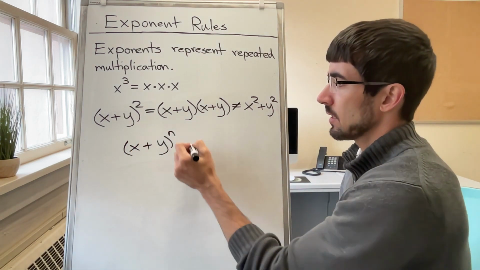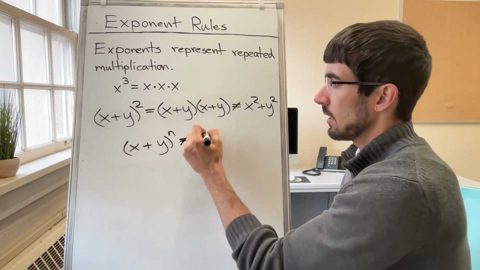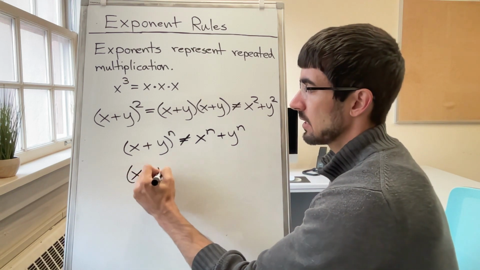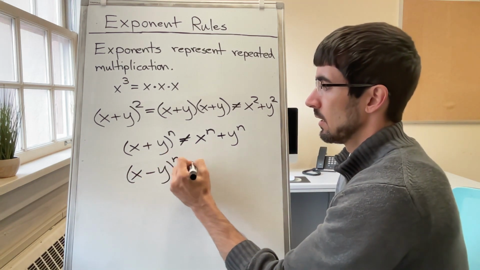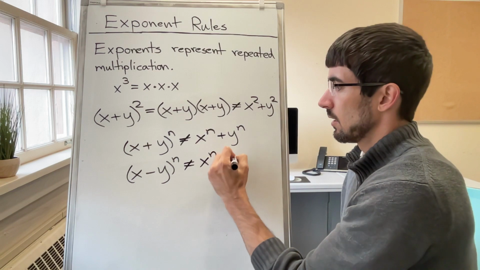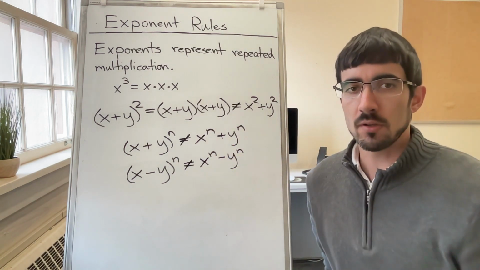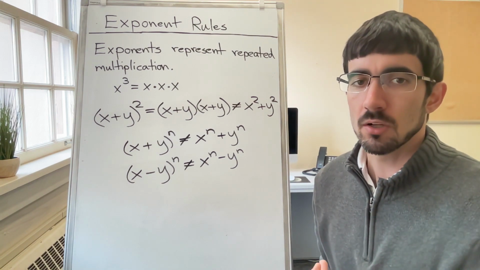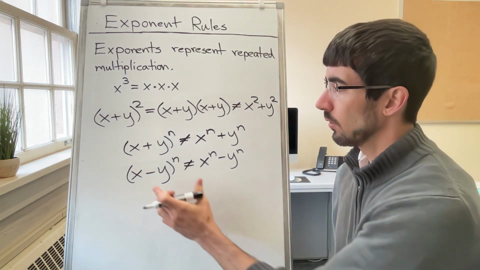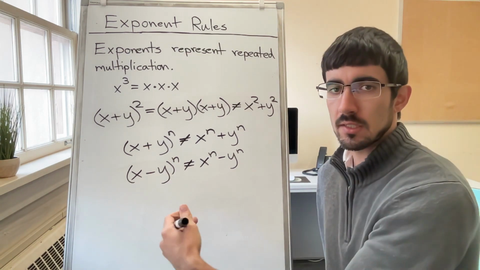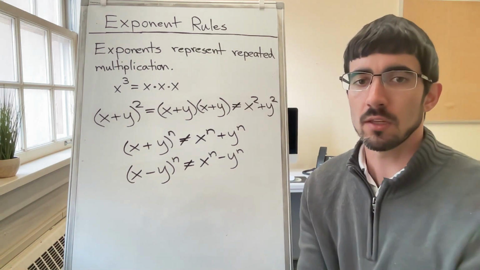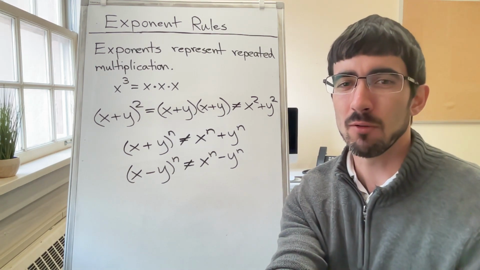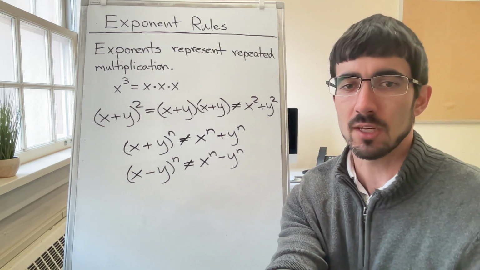X plus y to the power of n is not equal to x to the n plus y to the n. X minus y to the power of n is not equal to x to the n minus y to the n. Exponents distribute across multiplication, not across addition or subtraction. So the only way to simplify something like this is to actually multiply it out for the given number of times. Let's watch out for that misconception as we move forward into simplifying exponential expressions.